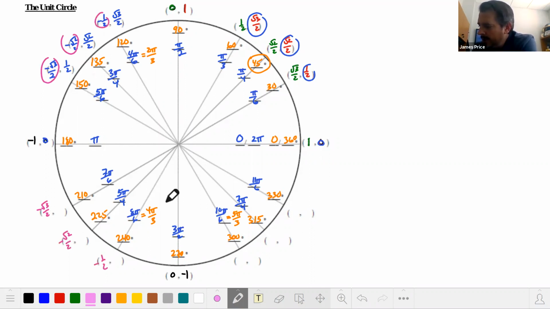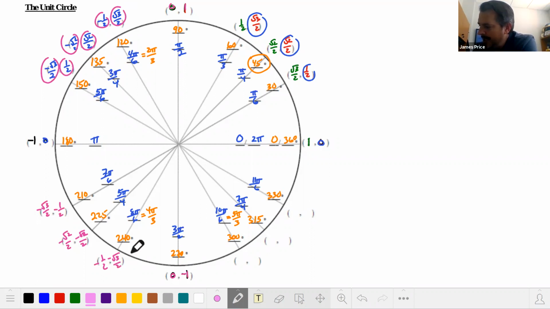And then, of course, 0 stays 0. And then for the outputs, we have positive 1/2 here, and now it becomes negative 1/2 because they're going down. Positive root 2 over 2 becomes negative root 2 over 2 because you're going down here. And then root 3 over 2 becomes negative root 3 over 2. And then finally, the positive 1 becomes a negative 1.